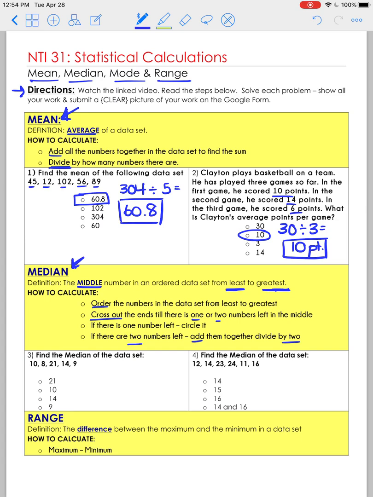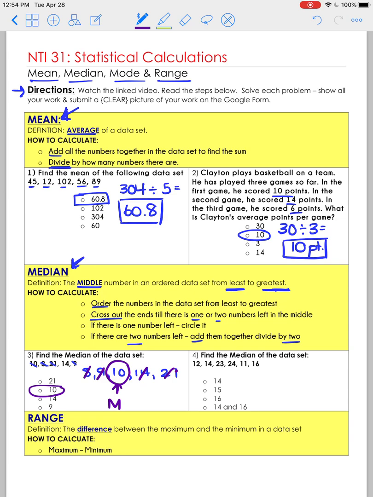So the first thing that we're going to do is order them from least to greatest. So down here, we have 8, 9, and 10. I'm going to cross those out because I've already used them. And then we have 14 and 21. So that's our first step. We're going to order them from least to greatest. And then we're going to cross out the ends until we get to the very middle, or if we get 2 numbers left in the middle. So first I'm going to cross out 8 and 21, 9 and 14, and I have my middle number left. That's my median. So number 3, the median is 10.